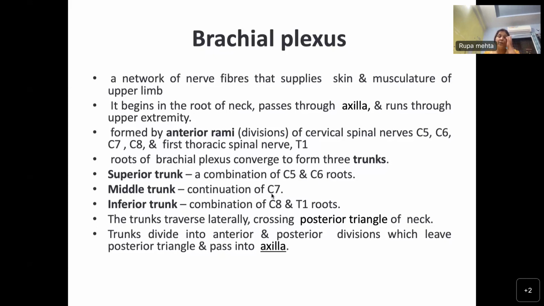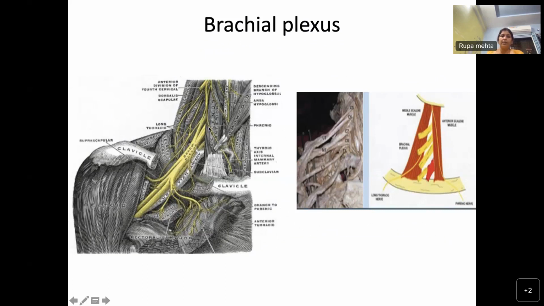3 trunks are there, superior, middle and inferior, which traverse laterally, crossing posterior triangle of neck, and then they further divide into divisions, which leave the posterior triangle and pass into axilla. So this is how these brachial plexus, the various roots and the trunks and the divisions traverse from the posterior part of the neck to the axilla and the upper limb. So this is how the various roots are seen.